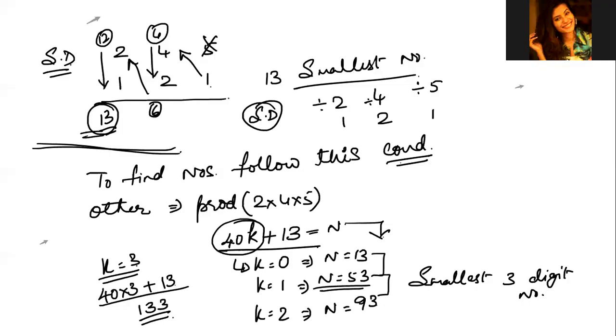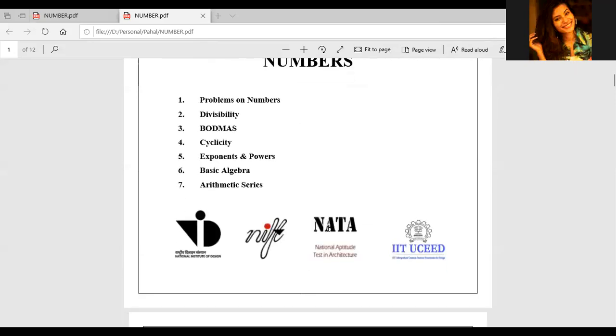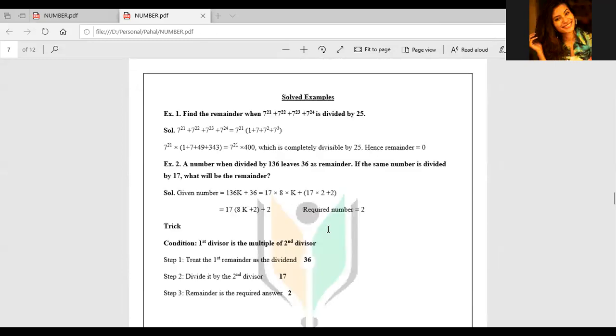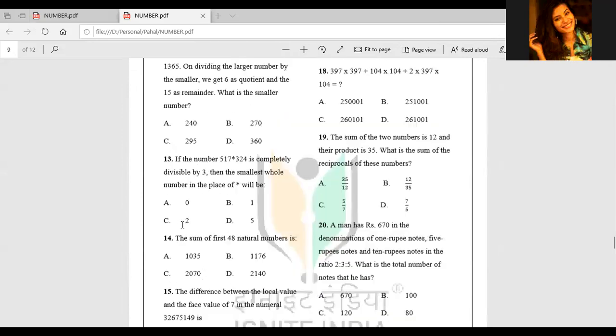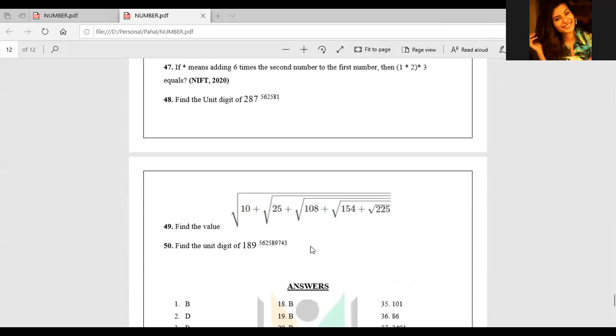Okay, so can you guys see this PDF? This is shared by your mentors. So if you have not received this PDF, please ask your mentor to share this PDF, which is quantitative aptitude numbers provided by Ignite. Now this has concepts, and this also has questions in the end. So there are questions in the end, 1, 2, 3, 4, all the way till, if I'm not wrong, 40, 50 questions.